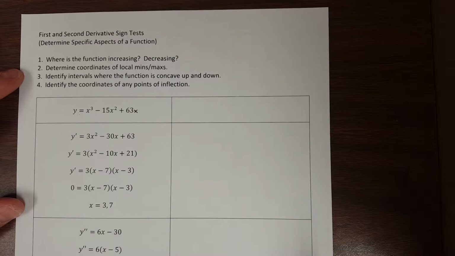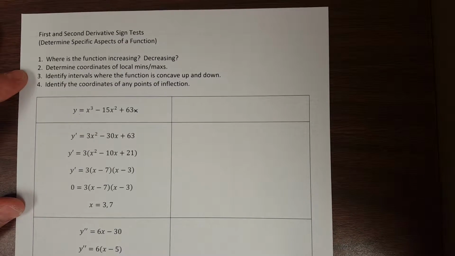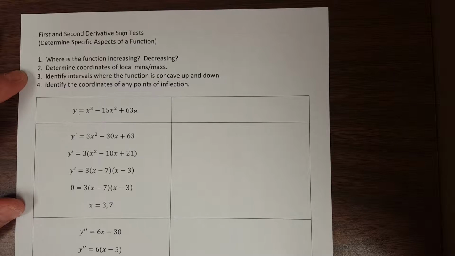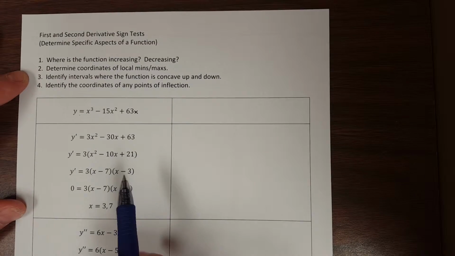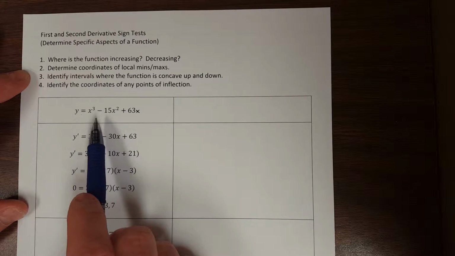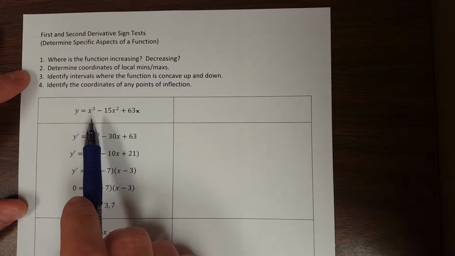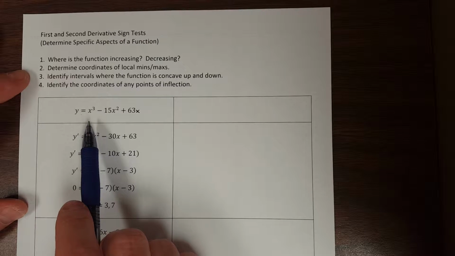In this video, we're going to take a look at using the first and second derivative sign tests to determine some characteristics of a graph without even looking at the graph. So in this example, if I'm going too fast, just pause the video anytime to take down some notes and catch up a little bit.